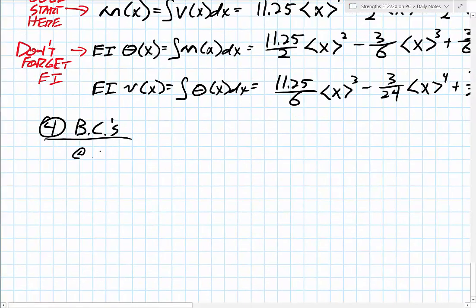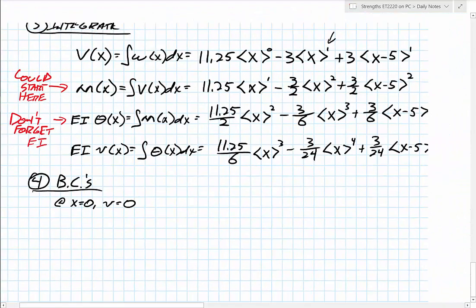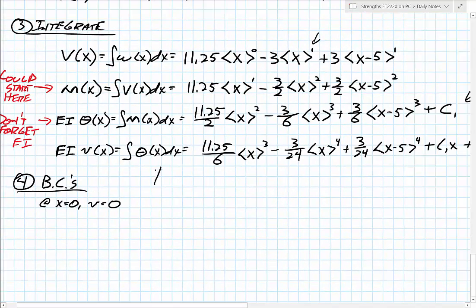So the first one says at x equals 0, I know my deflection is equal to 0. So I go back into my deflection equation, this last thing we have here, and I have EI times 0 is equal to, and then I just put in my 0 for x. So I have 0 cubed times all that, so that's equal to 0. And then this term would be 0 to the fourth times negative 3/24, so that's also 0.